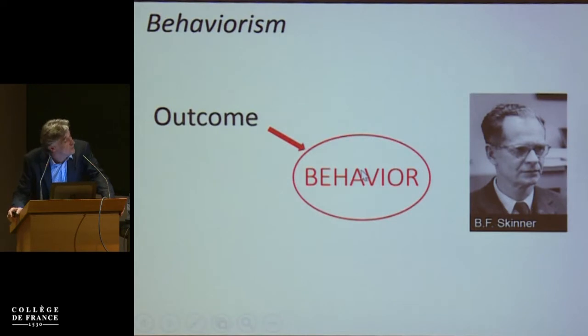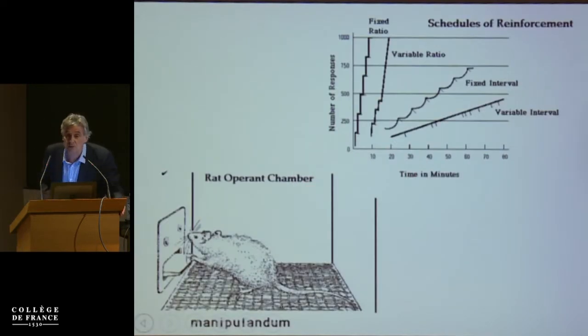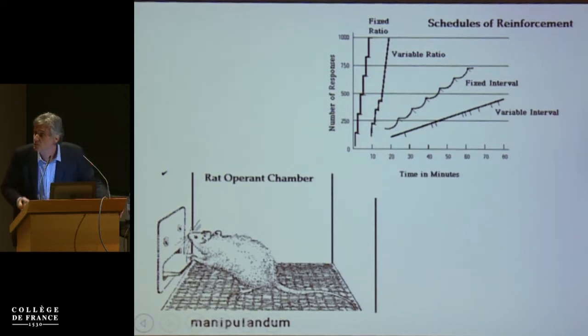And they made wonderful experiments to show that the frequency of a given behavior will depend on how you deliver the food, how you provide the reward. For instance, if you train a rat to press a lever, then the speed of learning, or the frequency of a behavior once the animal has learned, will depend on how you provide the food, and what Skinner called the schedule of reinforcement.